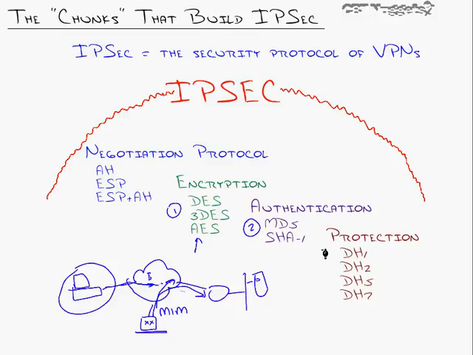Now, protection, I'll talk about that one third. The third chunk is what allows you to do all of this over a public network. Here's a thought you may not have thought through yet.